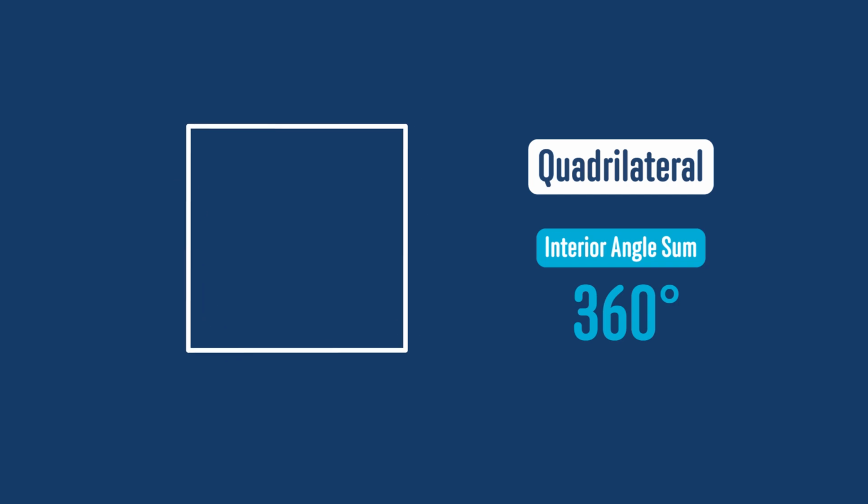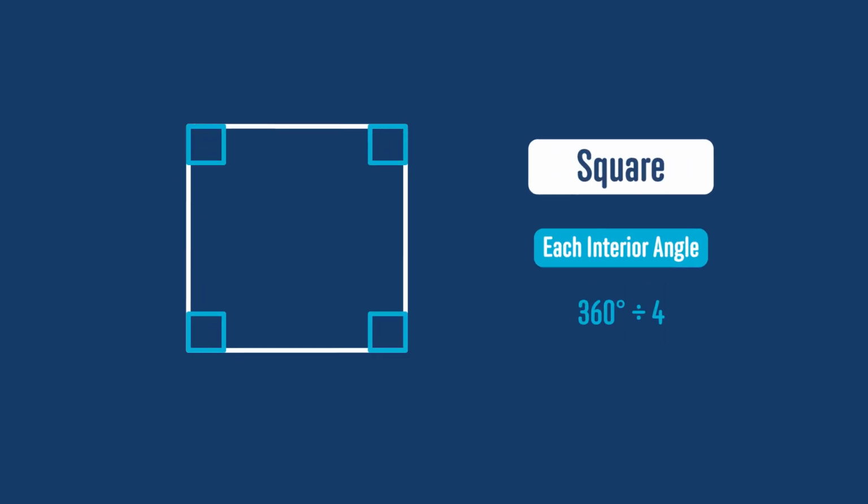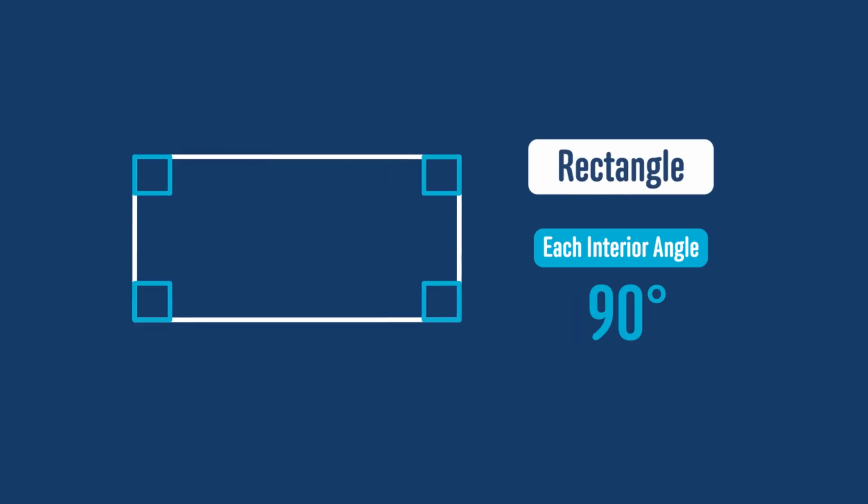In a regular quadrilateral, that is a square where all the sides and angles are the same, each interior angle is then 360 divided by 4, or 90 degrees. Of course, that would also be true for rectangles, which are not regular, but still have all of their angles equal, because that's all we need for this result to hold.